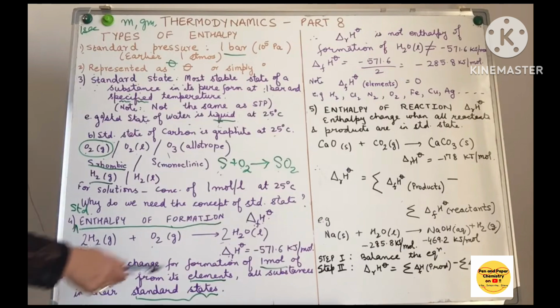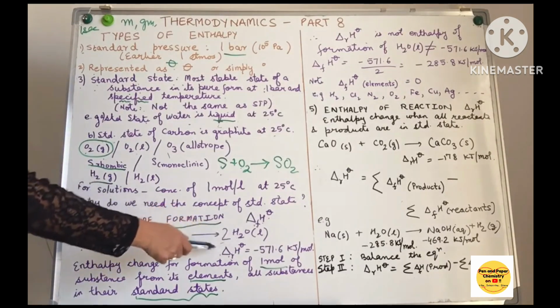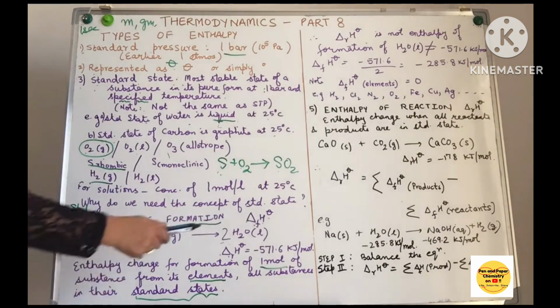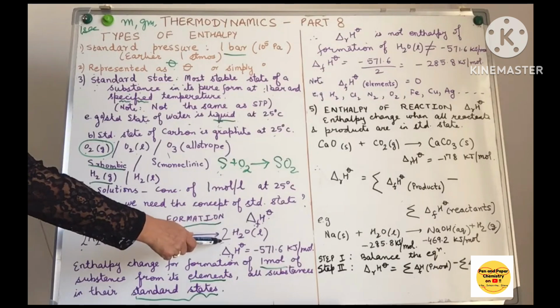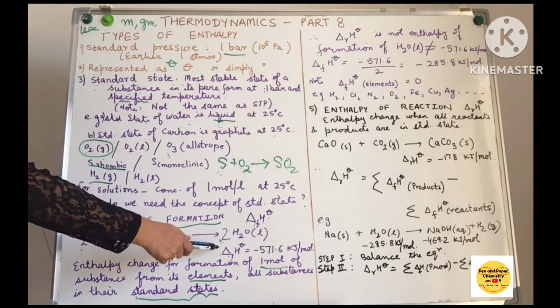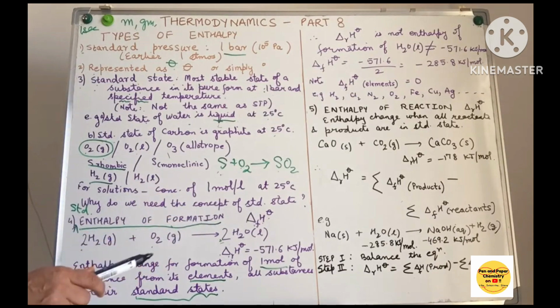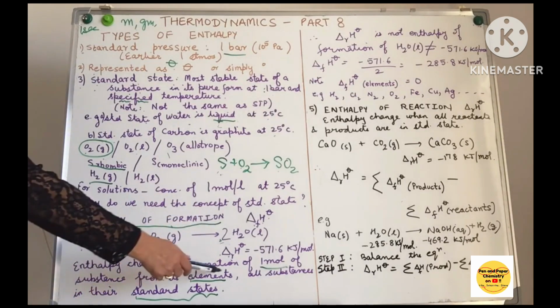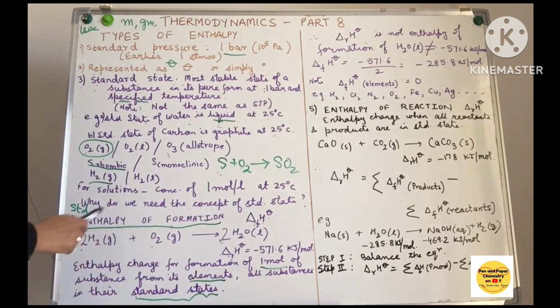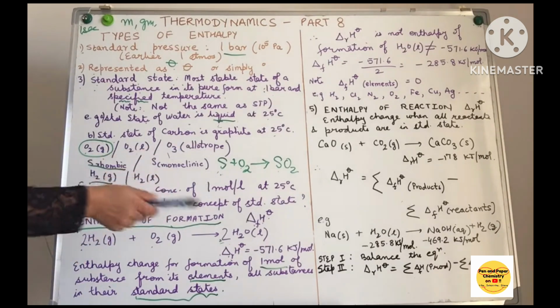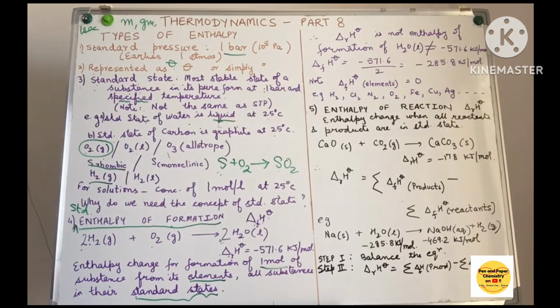First, let us check. Are we forming 1 mole of the substance here? Are we forming 1 mole of the product, which is water? No. We're forming 2 moles. So, this is completely out. Are we having the substances in their elemental form? Yes. Hydrogen and oxygen are the elements from which water is formed. Supposing water is formed as a byproduct in some complex reaction, then that will not be its enthalpy of formation.